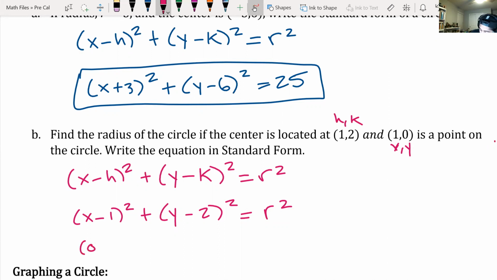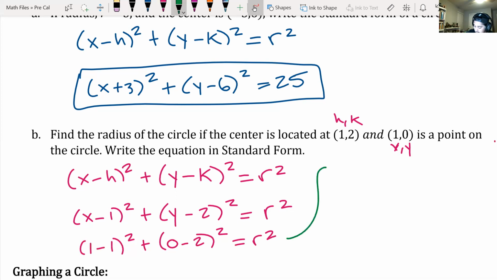So you would get (1 minus 1) squared plus (0 minus 2) squared equals r squared. Simplify. This will give you 0 squared, or just 0. And then plus, you'll get negative 2 squared, which is 4, equal to r squared. 4 equals r squared. Therefore, r is what value?